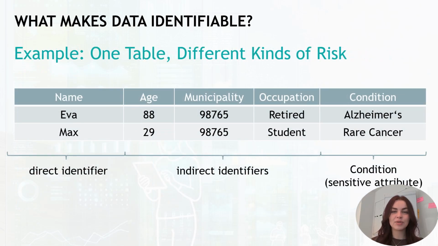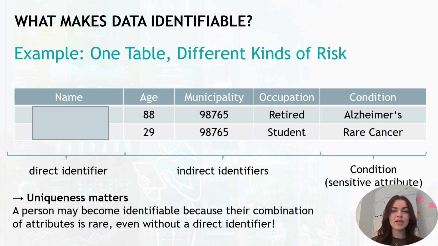This example shows why removing one obvious identifier may not be enough. Once the name is removed, the remaining record may still be unique. In a small municipality, an 88-year-old person with a rare combination of attributes may still be easy to recognize. And once the person is identifiable, the condition becomes linked to them as well. This is why identifiability is often a question of combination, not just of one field.